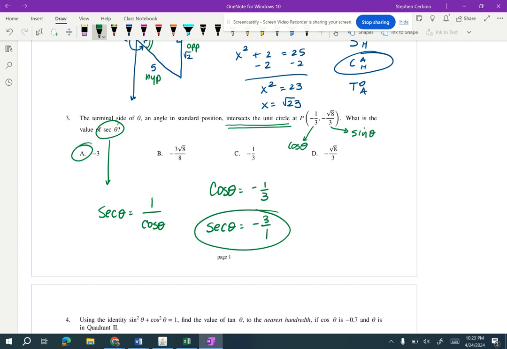Now, since we're talking reciprocals, we might as well go over the other ones. So secant has a reciprocal of cosine. Cosecant is the reciprocal of sine. And cotangent is the reciprocal of tangent, which is also cosine over sine.